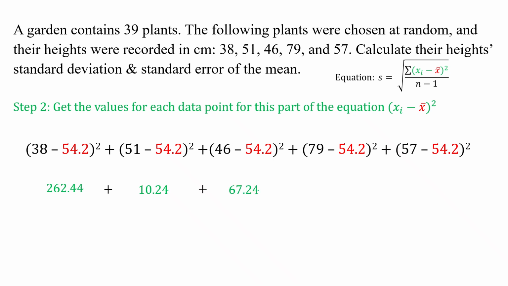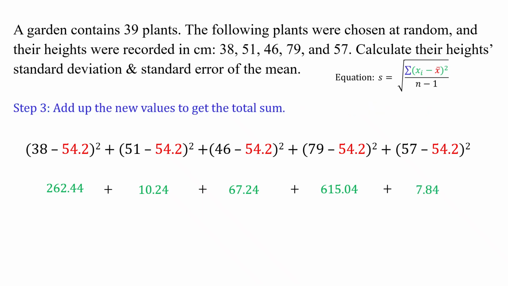Okay, we're adding them up below. This is showing good work, y'all. So after we have our new values, step 3 is to add up those new values to get the total sum. That's what the blue symbol means in our standard deviation equation. So after adding that up, we should get 962.8.